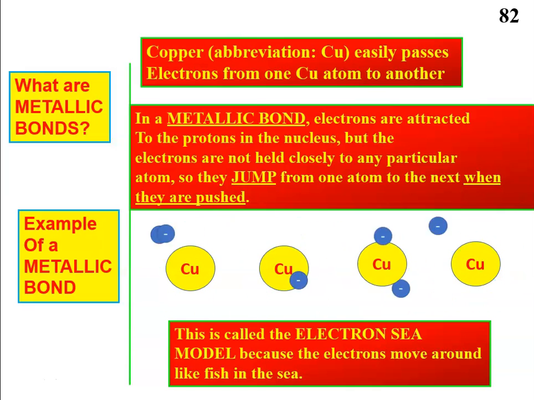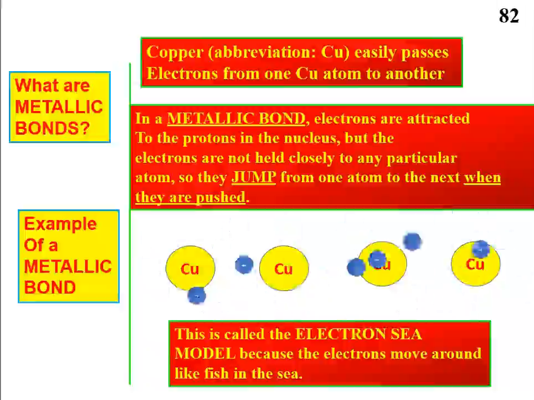So it kind of looks something like this. This is called the electron sea model because the electrons move around like fish in the sea. So they don't just jump from one atom to the other and then stay there, and they don't share electrons. The electrons are really just moving around freely. I mean, they can move up and down the length of a copper wire, for example, and that's what the electron sea model is.